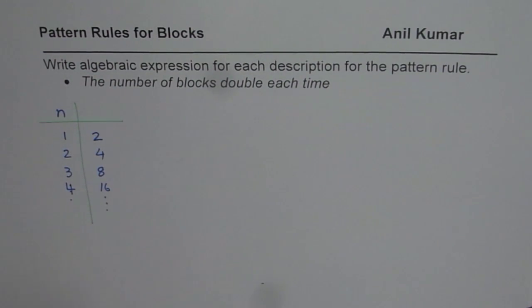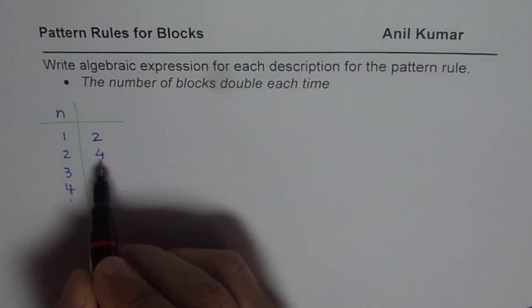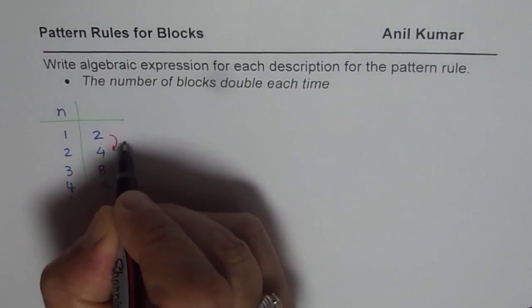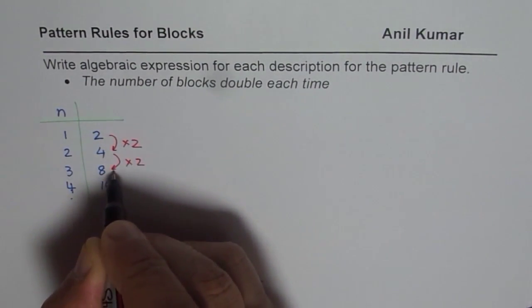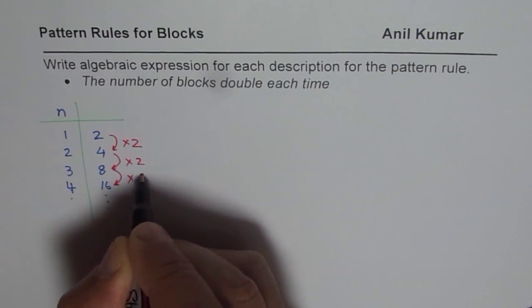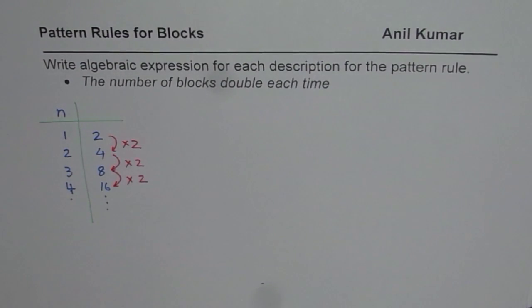Let us explore further. To get the next number, what are we doing? We are multiplying by 2. So it is times 2. Remember, we are not adding, we are multiplying by 2. So it is times 2. Okay. Let us make a set of blocks and check.